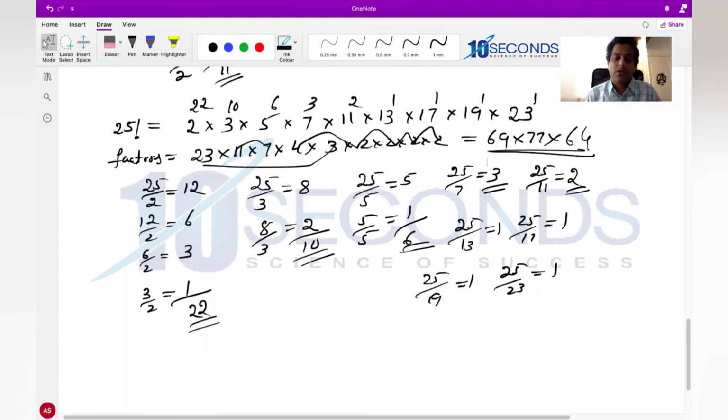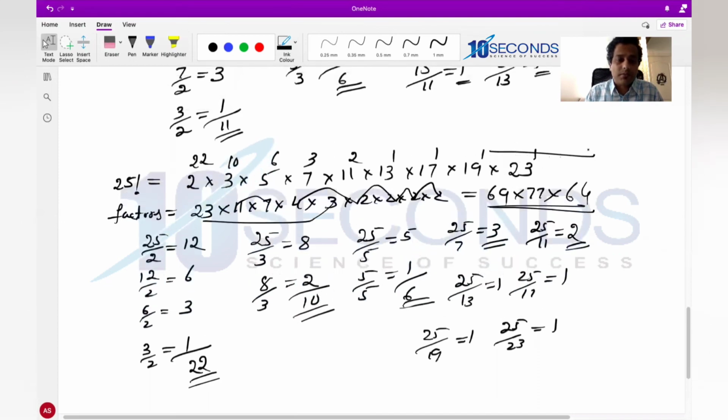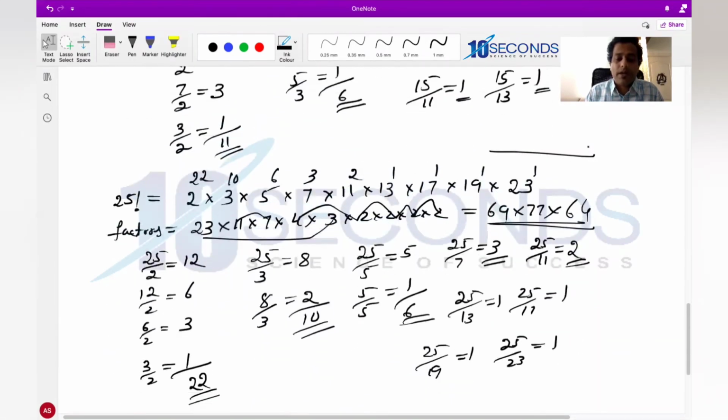So first thing, from 1 to that particular number, write down all the prime numbers and check how many 2s are there, how many 3s are there, how many 5s are there, how many 7s are there. Then add 1 to each and multiply. Because if x equals a power m into b power n, the number of factors is always m plus 1 into n plus 1. This is how we have to find factors.